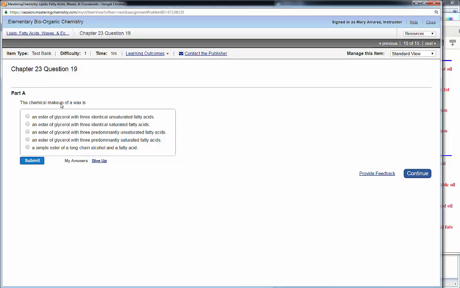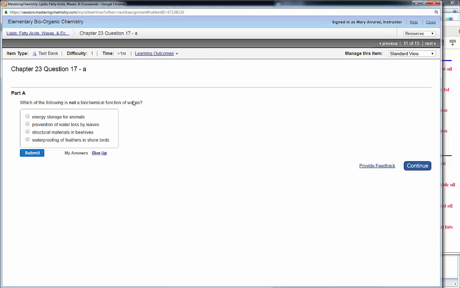All right, what is a wax made up of? You've got a simple ester of a long chain alcohol and one fatty acid. Okay, these other options, esters of glycerols, are all talking about fats. And if you have unsaturated, either identical or predominantly, that's going to be an oil. These would be solid fats if they're saturated.